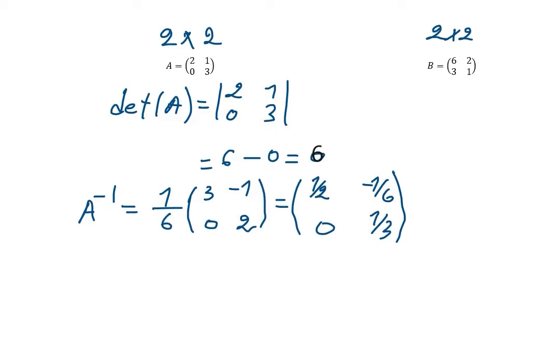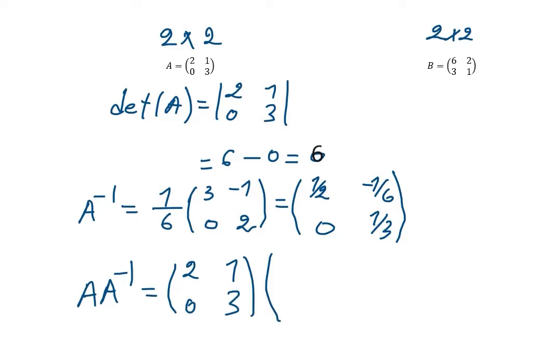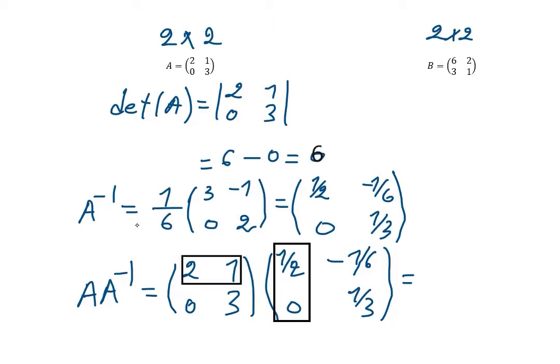So this is the inverse matrix of A. To verify, we take A times A minus 1, which must equal the identity I2, which is 1 0, 0 1. We have the matrix 2 1, 0 3, times the matrix 1/2, minus 1 over 6, 0, 1/3. The product is this row times this column.